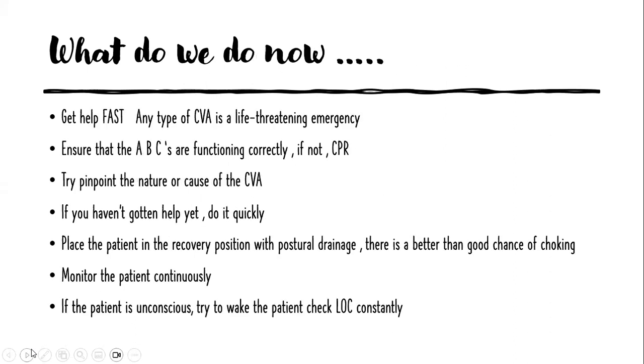Now, what do we do now? We've diagnosed this patient. We are convinced this patient is having a cerebrovascular accident. Well, if you've done your primary survey, hopefully by now you've got help fast. This is a life-threatening condition. We need to act quickly. We need to ensure the ABCs, airway, breathing, circulation, are functioning correctly. If there's any doubt in the patient's ability to maintain an airway, are they breathing enough? Is there circulation? We need to be prepared to do CPR.